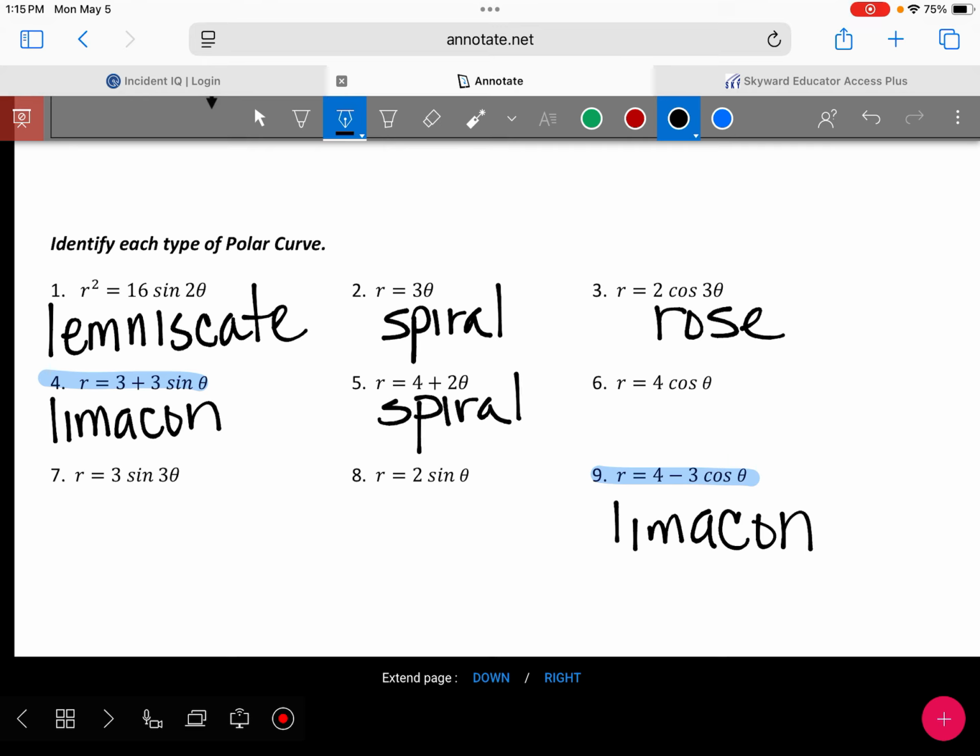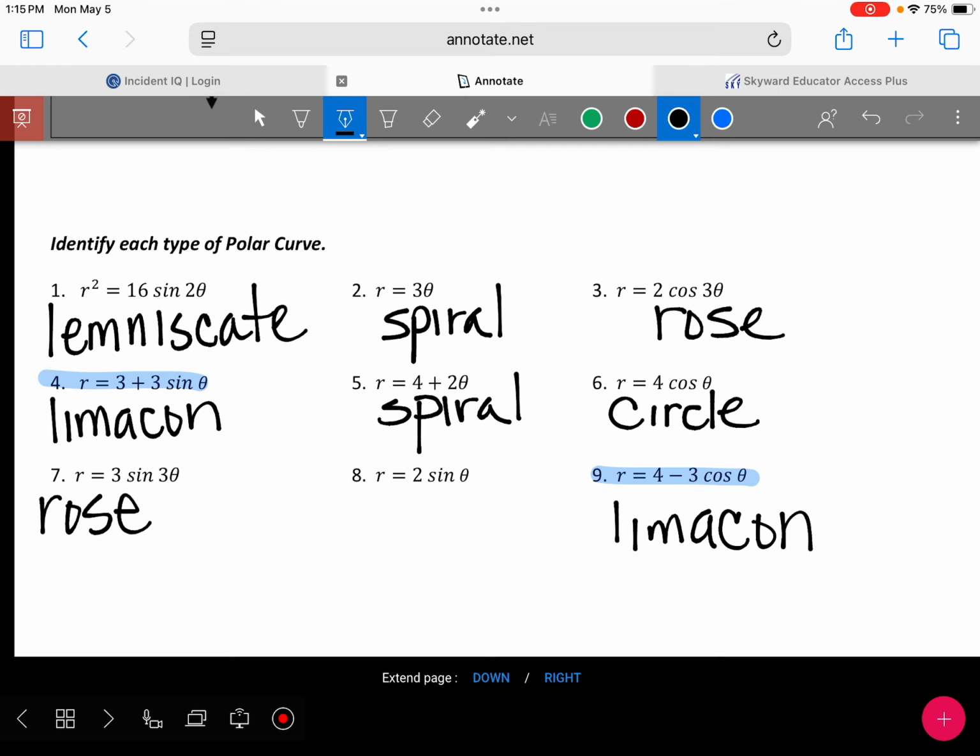All right, what about 6? Circle. In order for it to be a rose, a circle and a rose look similar, but the only way it could be a rose is if that theta was multiplied by something other than 1. So 7 is a rose. 7 is also a rose. Good job.